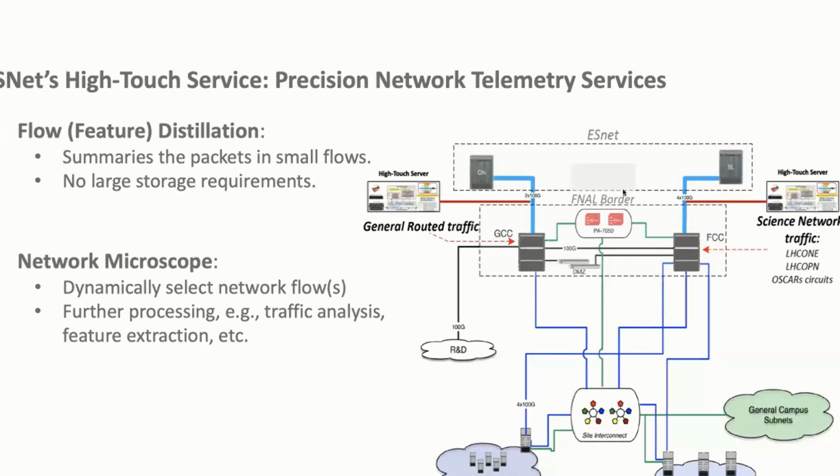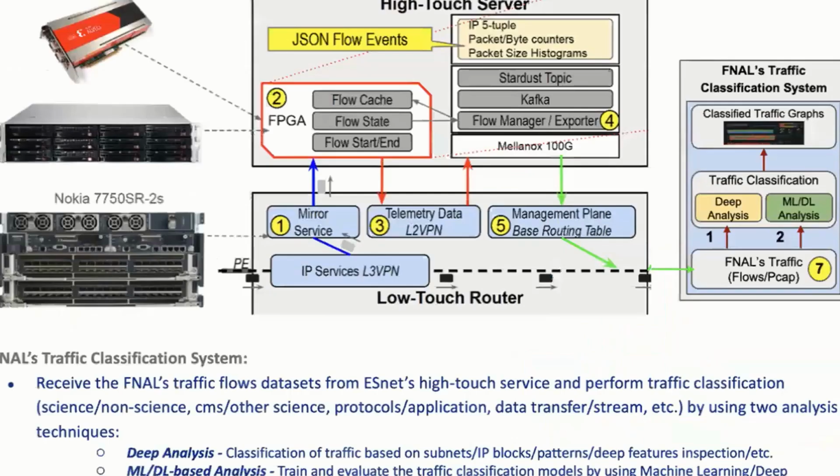Here you can see in our Fermilab, there are two High-Touch servers deployed at our uplinks by ESnet. We will summarize the flows using High-Touch, and we will analyze them further with two different techniques that we are going to implement here. One is a deep packet analysis technique, and the other is an AI-based technique, machine learning and deep learning, through which we can train the model.